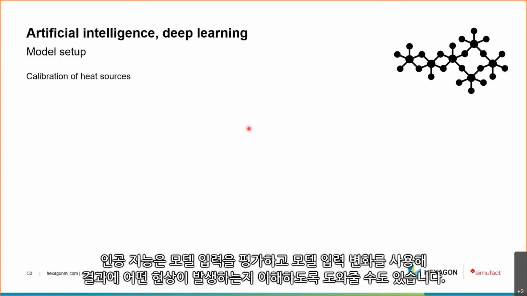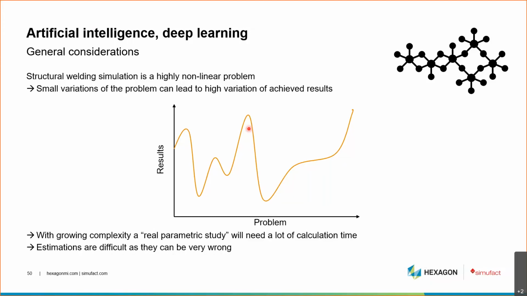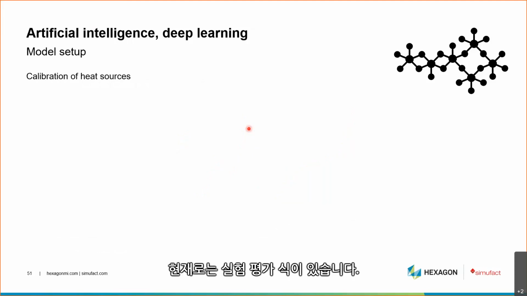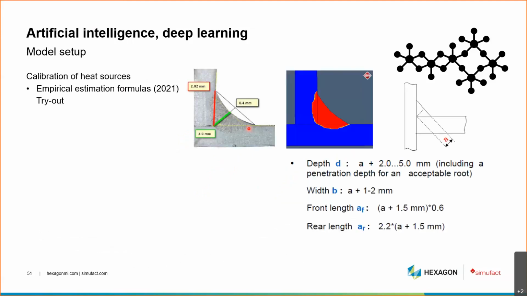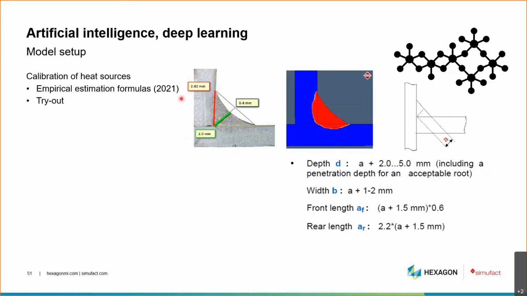So the idea is maybe the artificial intelligence can help us to evaluate model input and to understand what will happen with results if the model input changes. The next thing might be, I have already spoken about it, the calibration of heat sources. So at the moment, we have some empirical estimation formulas. They are present in the documentation, and in the upcoming release, they will be implemented in the software.